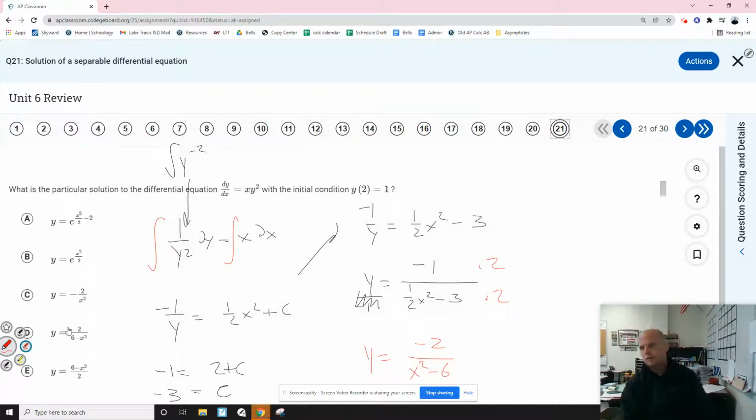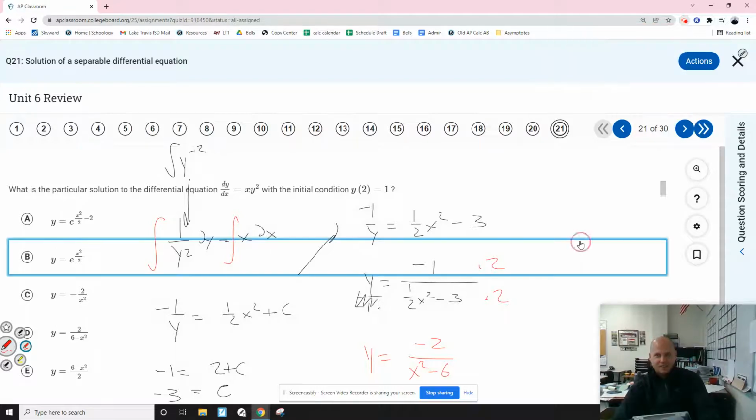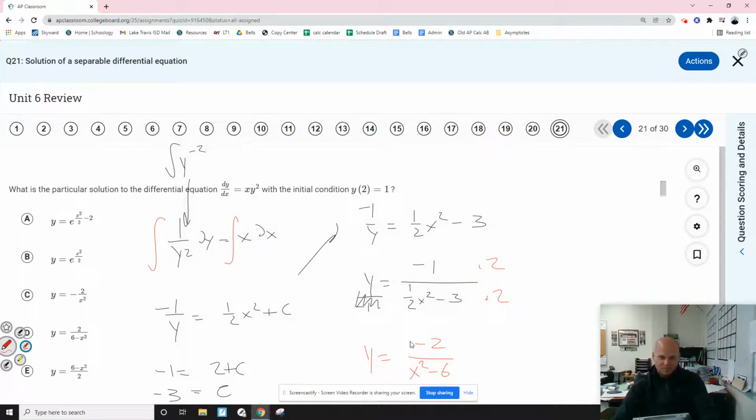Oh, yeah, what's up? I can pause. All right, you all right? All right. It's not this one. This is not that. But could it be? Sure. Maybe instead of multiplying by positive 2, you multiply by negative 2. Then that's a positive, that's a negative, that's a positive. Positive 2, 6 minus x squared.